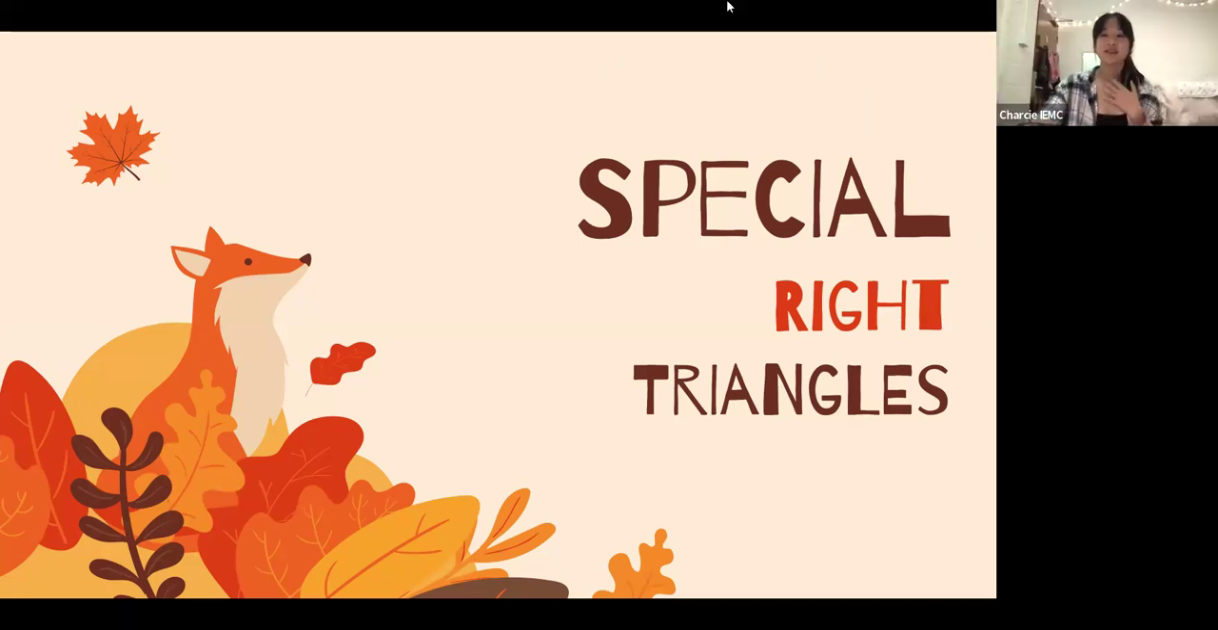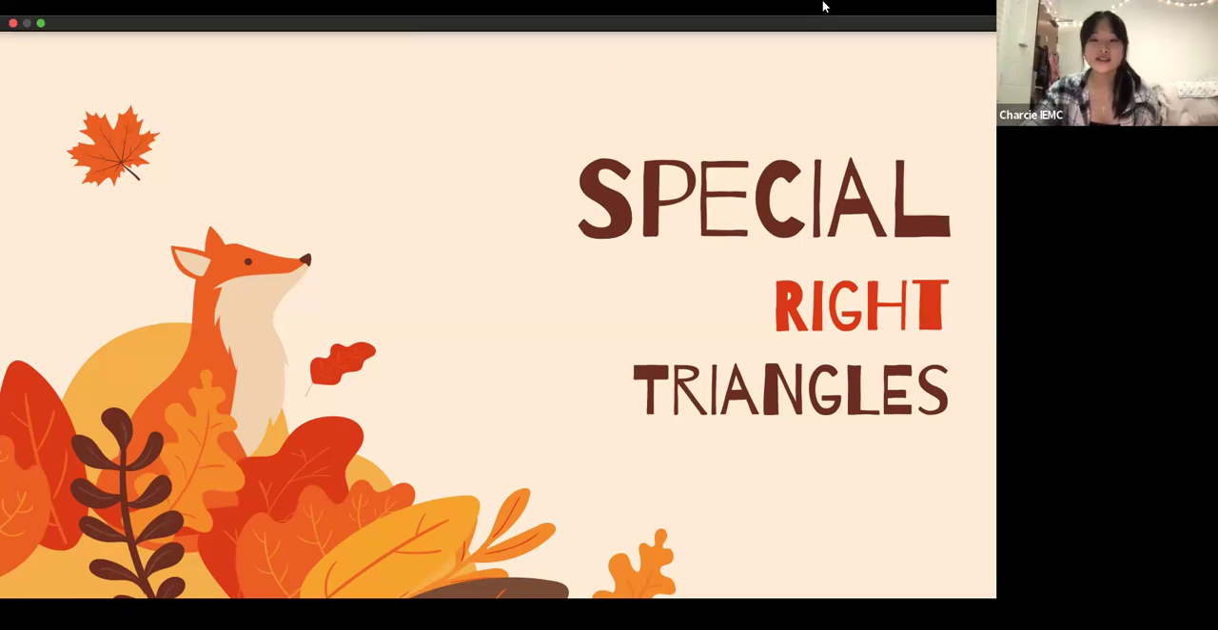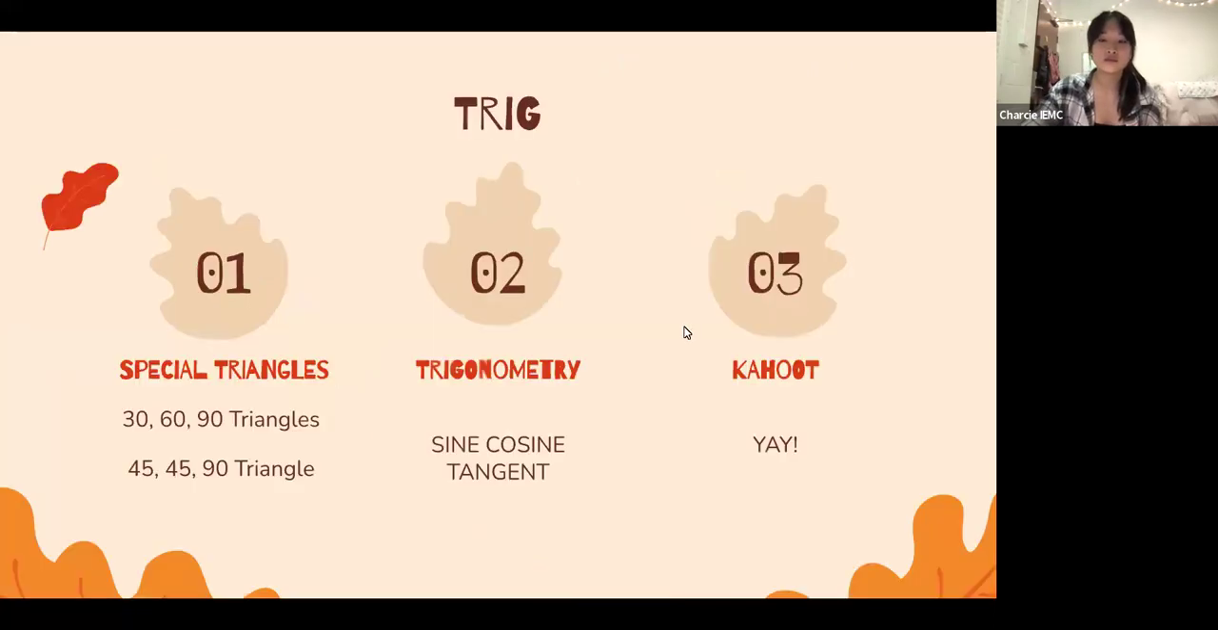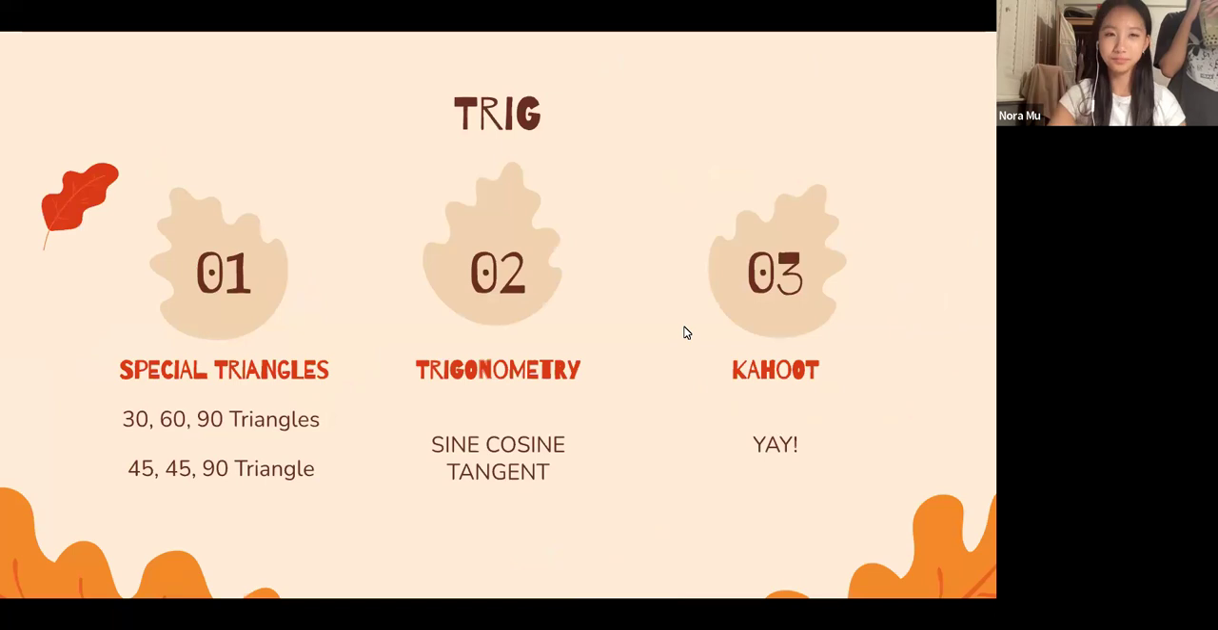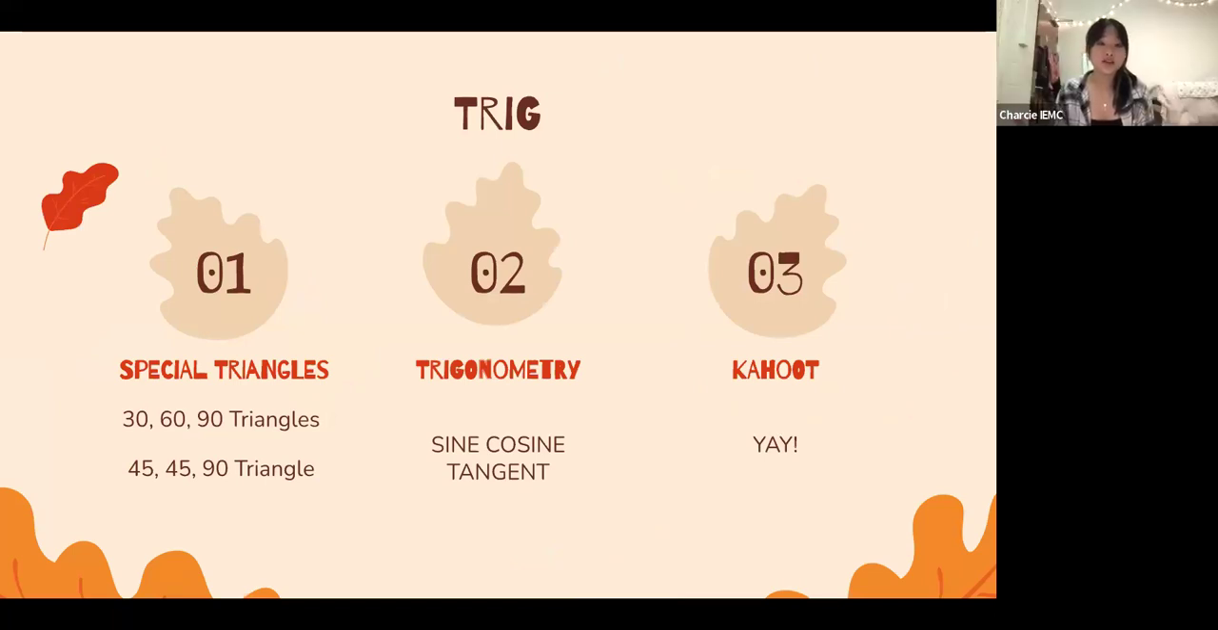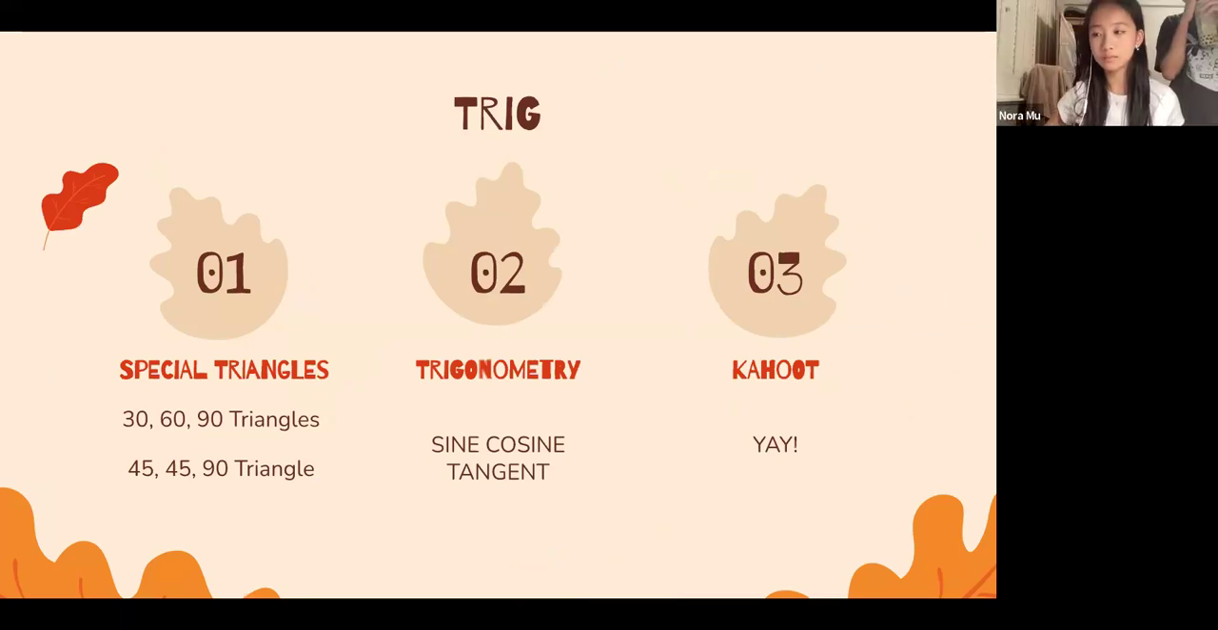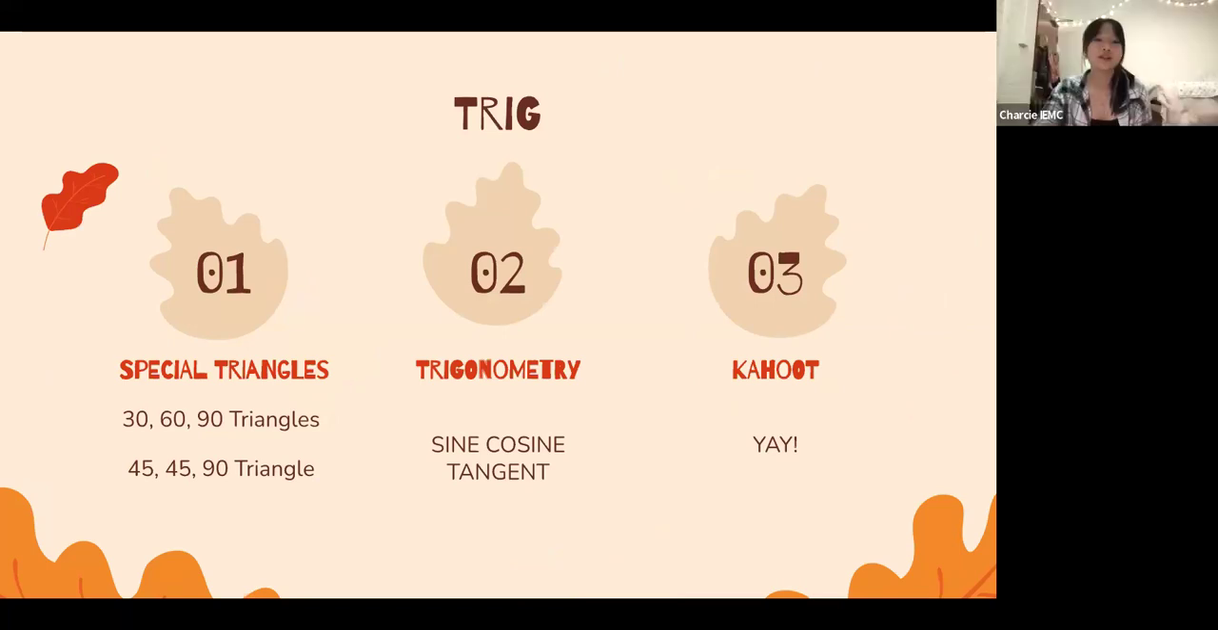Today we're going to be doing special right triangles. We're going to be covering 30-60-90 triangles, 45-45 triangles, sine, cosine, and tangent. And at the end, we're going to play a Kahoot.